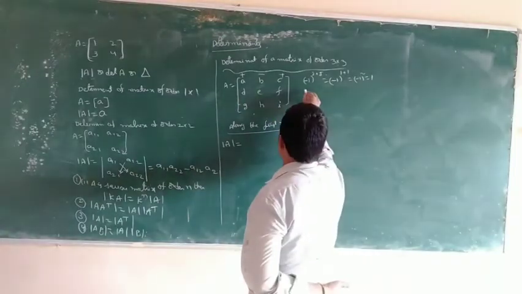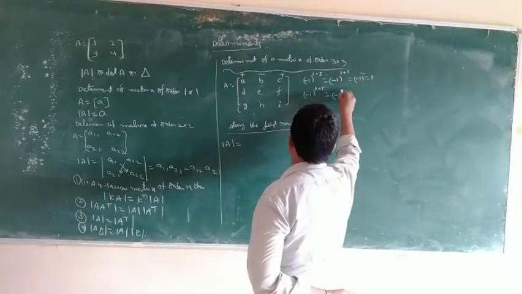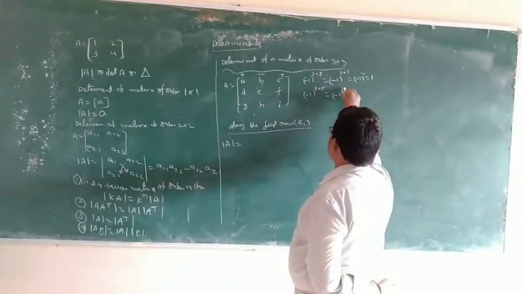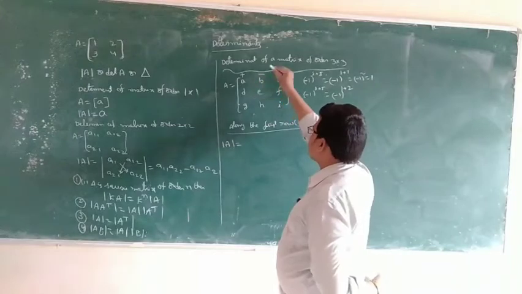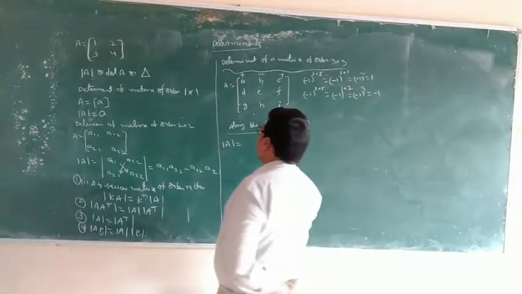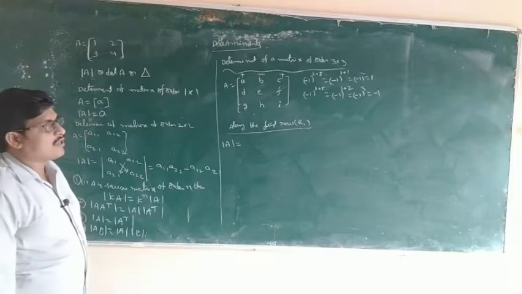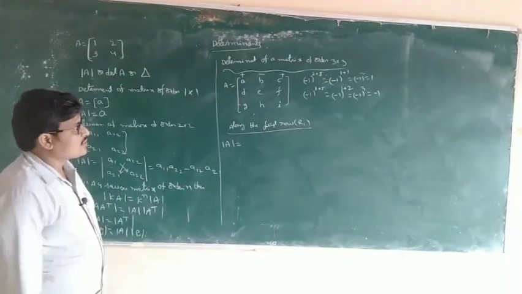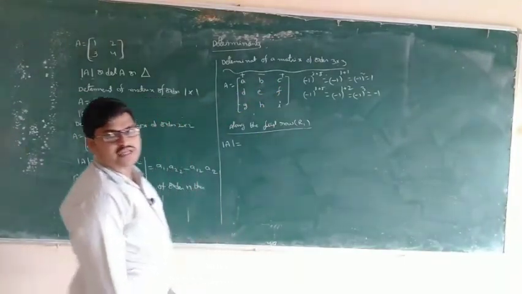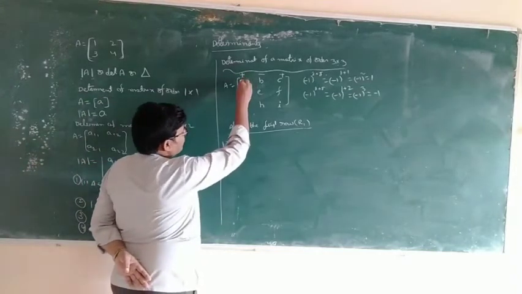Next, this is B. Position of B: (-1) to the power i plus j. B is in the first row, second column, so (-1) cubed is minus 1. (-1) to an even power is plus 1, and (-1) to an odd power is minus 1. That's why the signs are plus, minus, plus.